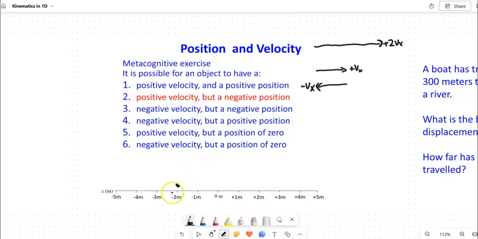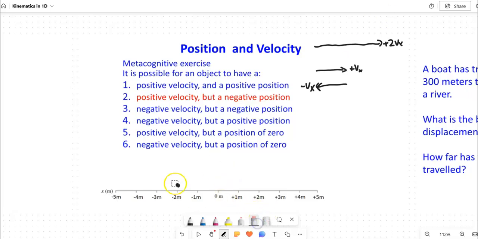So if you're standing here at the negative 2 meter position, you could be traveling to the right, with a velocity vector to the right in the positive x direction. All that means is no matter where you're standing, you are moving to the right. So this vector could, maybe I should have made that a little bit smaller.